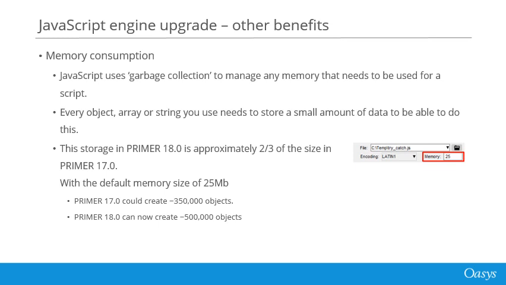From the test that we've done, with the default garbage collection memory size of 25 megabytes, Primer 17 could create roughly 350,000 objects before it ran out of memory. In comparison, Primer 18 can create roughly 500,000 objects before running out of memory. So the amount of memory required in Primer 18 is approximately 2/3 of the memory that's required for Primer 17.